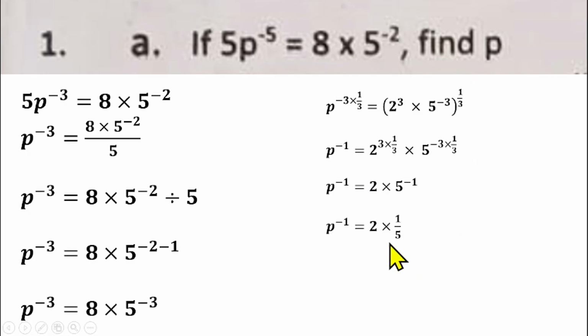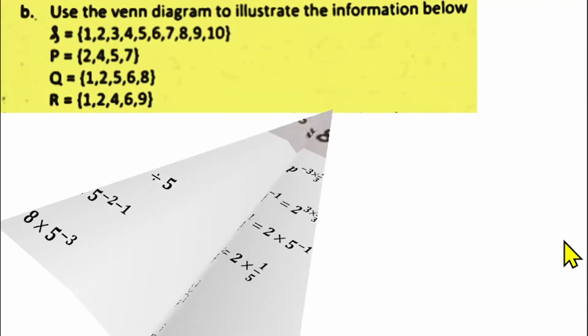From there, if you simplify this, this is the inverse of 5 raised to power 1. So that will give us p raised to power minus 1 equals 2 times 1 over 5. Also, p raised to power minus 1 means the inverse of p, which is 1 over p, equals 2 over 5. Then if I find the inverse of both sides, that will give me p equals 5 over 2, which is the answer for p for question number 1a.